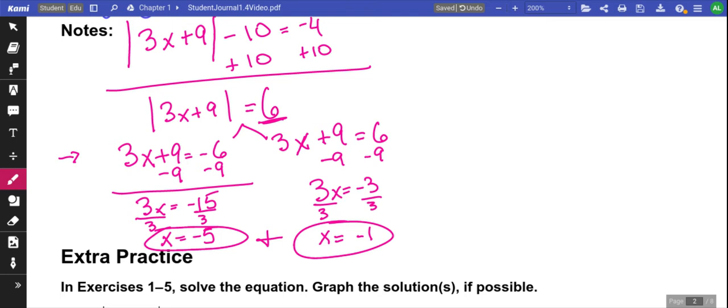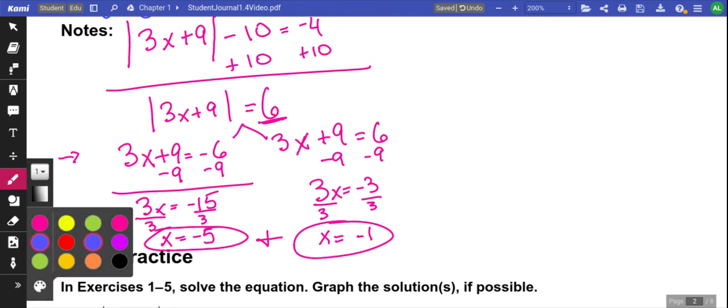All right, and I've got just one more example I want to show you. This is about the most complex that you'll see. So I've got 4 times the absolute value of 7 minus 2x, plus 4, is equal to 12. So again, first step, I always want to get my absolute value on its own first.